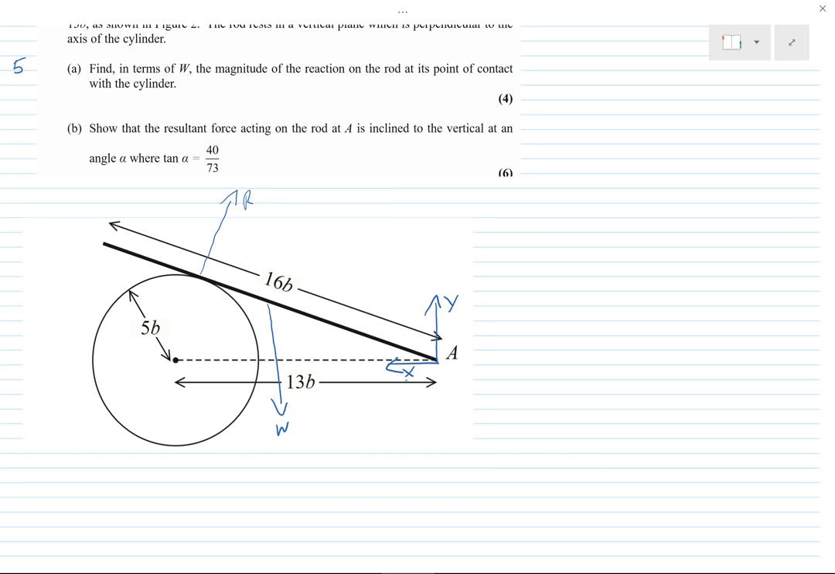Not too bad this, especially to start with, because we can take moments about A. We probably do need to work a bit on angles. Let's call this angle theta here. Note that this distance here is 5b. Let's work on the angles before we do anything. This would be the hypotenuse of that triangle, so we have sine theta, opposite over hypotenuse, is equal to 5b over 13b. So we have a 5-12-13 triangle.